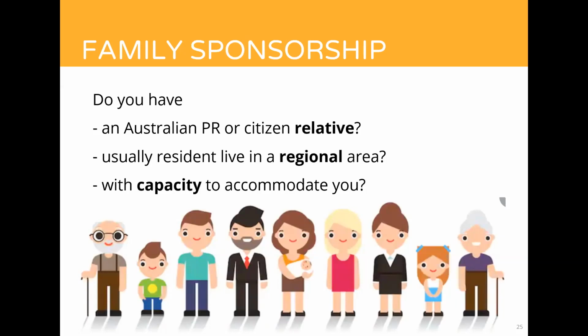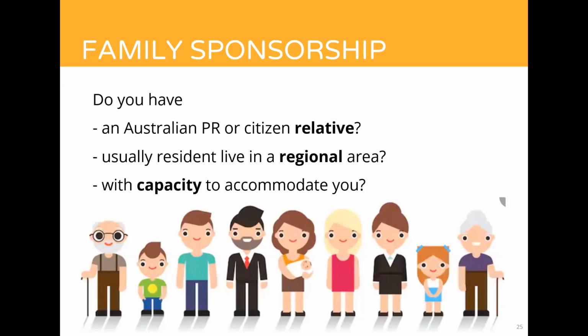Now usually resident doesn't have a fixed period, so there's no minimum period in which the relative should have lived in the designated regional area, and each case will be looked at on its own circumstances. A period of 6 months or more is likely to be indicative of usual residence, but a period of less than that may also be acceptable. For example, if the relative has moved very recently but has taken on a full-time job, has signed up for a 12-month lease, then there are indicators that the person is not only living there now, but has an intention to live there into the future.